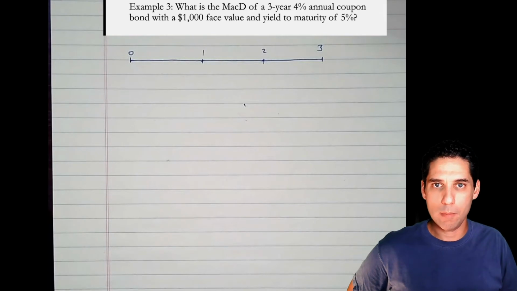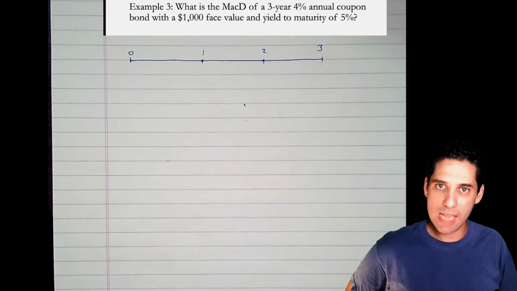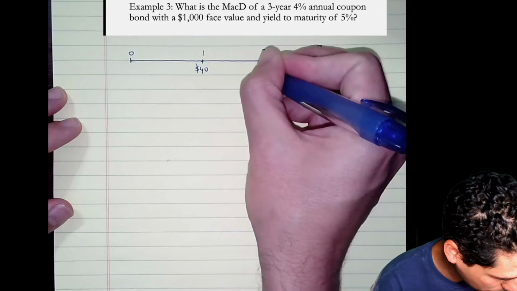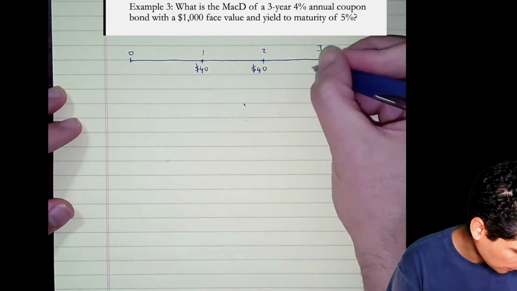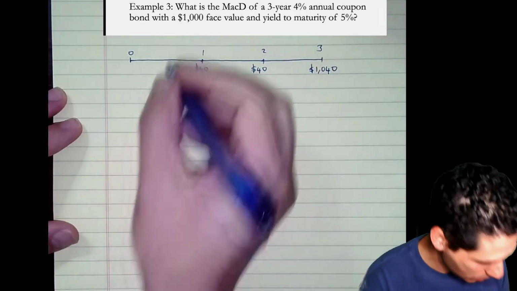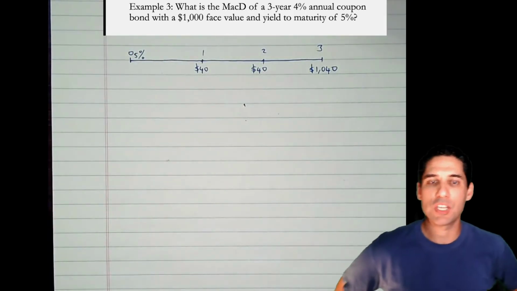Remember, annual coupon amount, capital C, is coupon rate times face value. So that's 40. 4% of 1,000 is 40. This is annual, so each coupon is going to be $40. And then at the end, the last one is going to be the last coupon and face value. And now we have a yield to maturity of 5%. All right, so these are our cash flows.